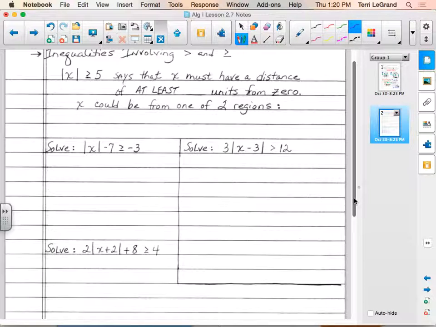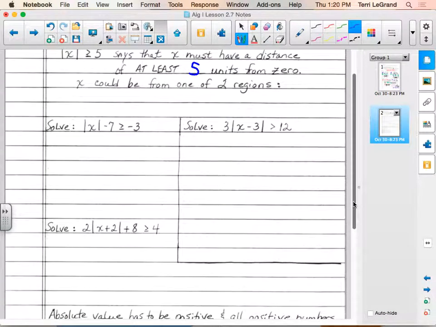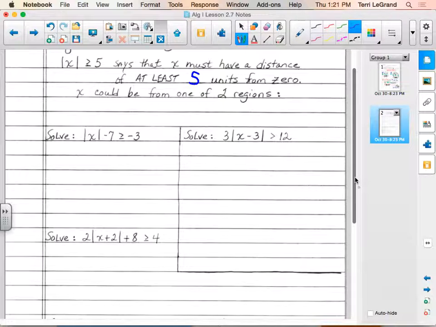So the absolute value of x is greater than or equal to 5 says that x must have a distance of at least 5 units from 0. Greater than or equal to 5. Your parents say they'll give you at least $5. You know that means they'll give you 5 or more, right? Okay. So at least 5 units from 0. Well, let's think about some of the numbers then that x could be, that are at least 5 units from 0. Morgan, give me one.